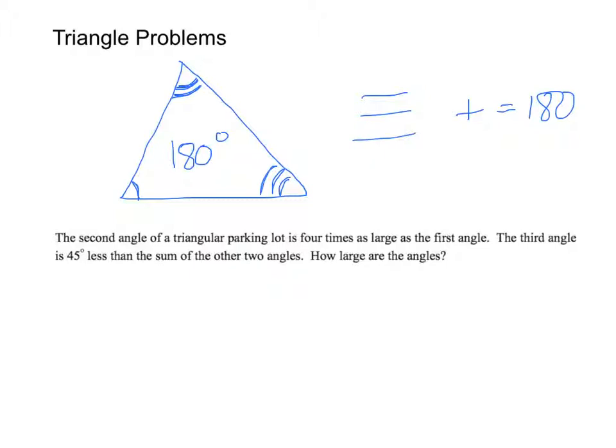It says the second angle of a triangular parking lot is 4 times as large as the first. So I know that the second angle is something. I also know that the third angle is something. So what is it that I don't know anything about? The first angle. So I might let x equal the first angle. Okay, the second angle is 4 times as large as the first. So how do I represent 4 times as large as x? Well, 4 times x, right. So that's the second angle.